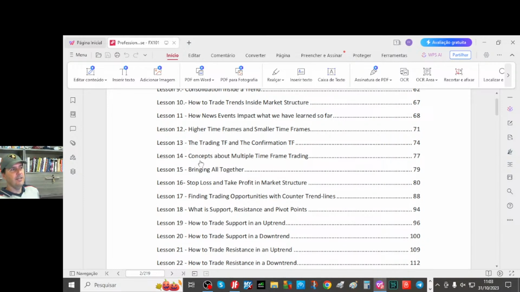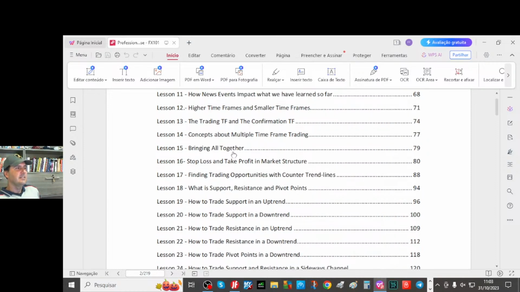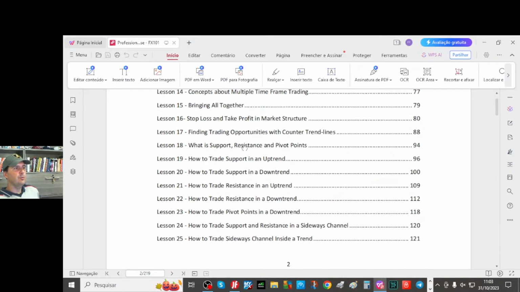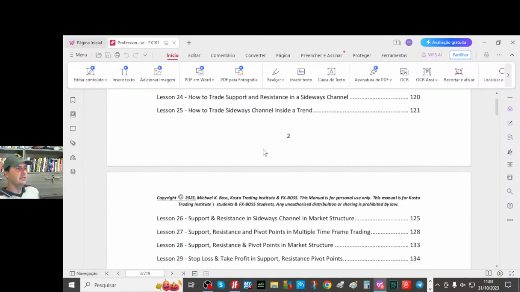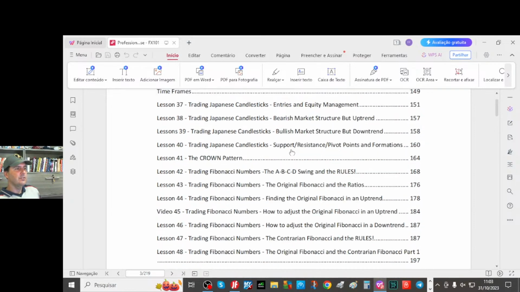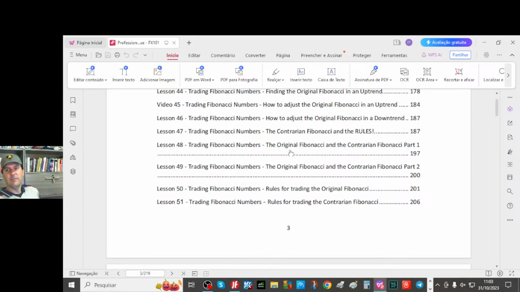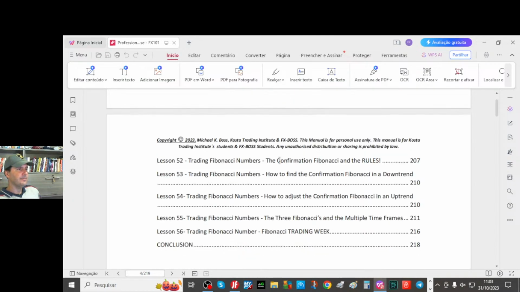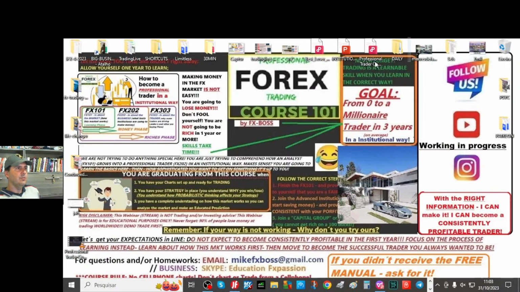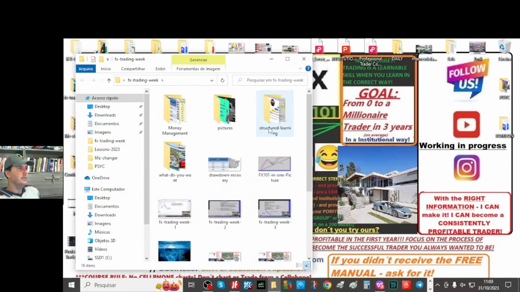You suffer during multiple time frame trading. Then we've learned about the stop loss, counter trend lines, support, resistance, pivot points, then bullish and bearish candlestick formations. And finally, we've learned the Fibonacci's.